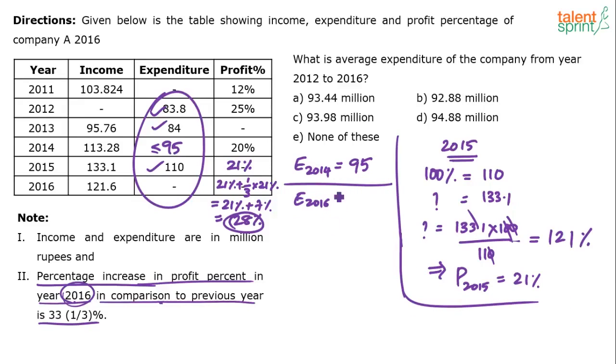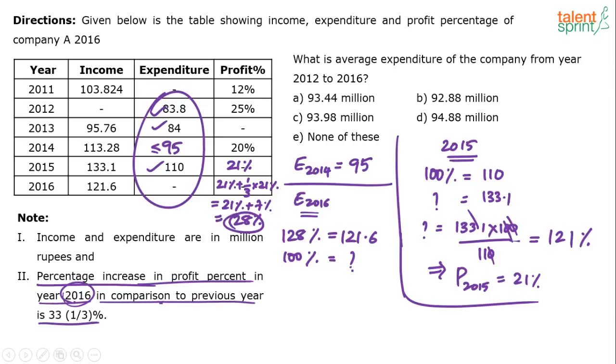Now calculate the expenditure of 2016. How do you get the expenditure of 2016? See, the profit is 28%, which implies the income will be 128%. So for 2016, if the profit is 28%, income will be 128%. That 128% is 121.6. 100% is equal to what? Cross multiplying.